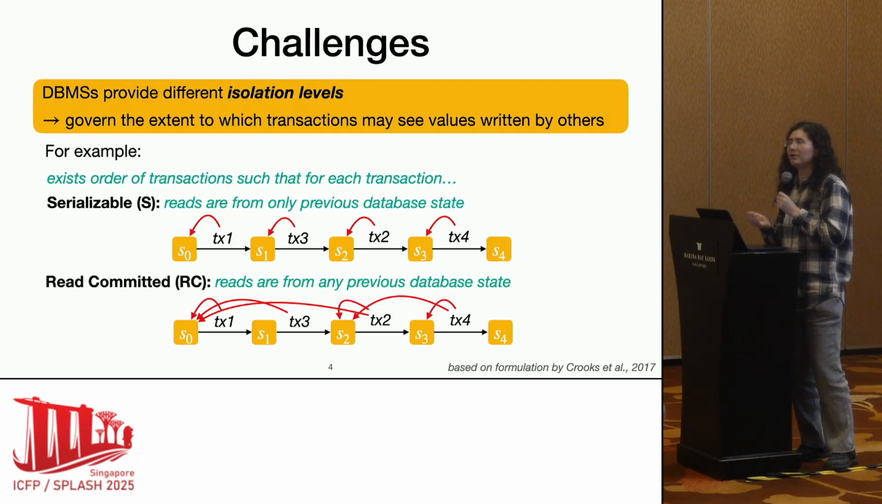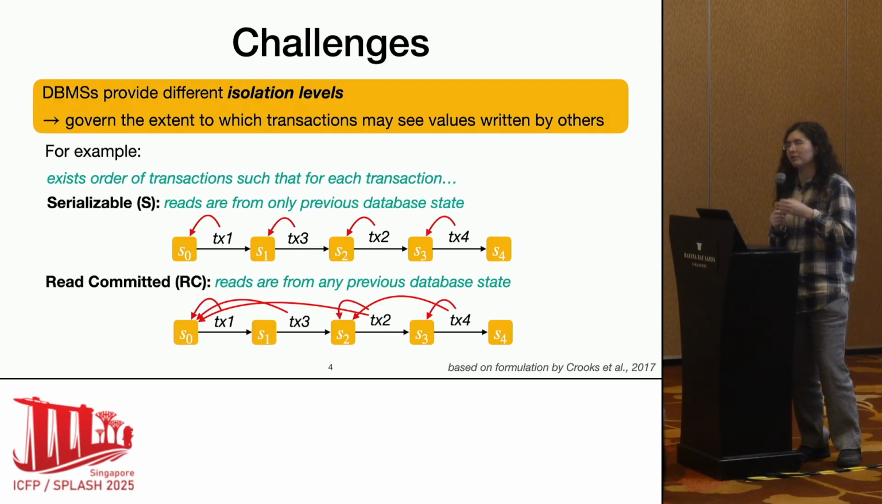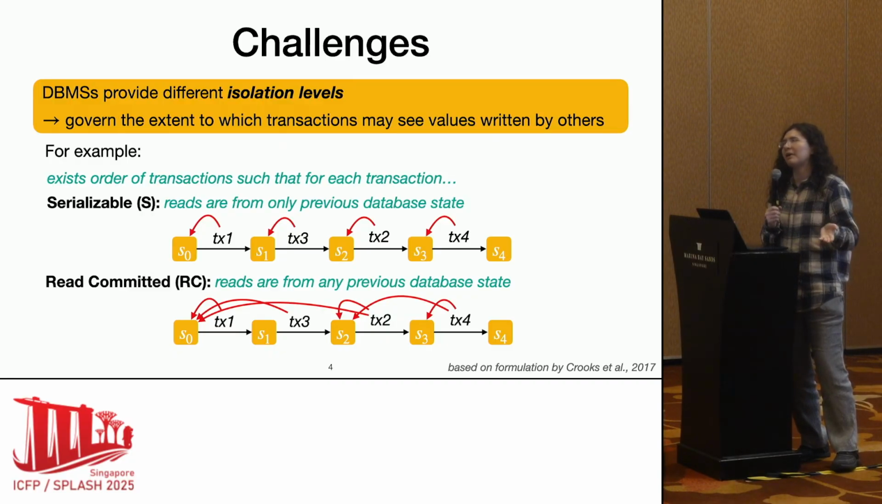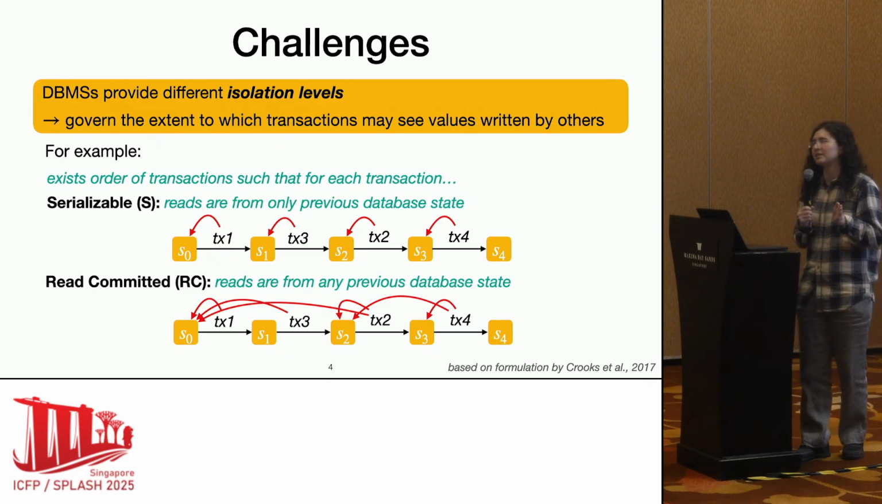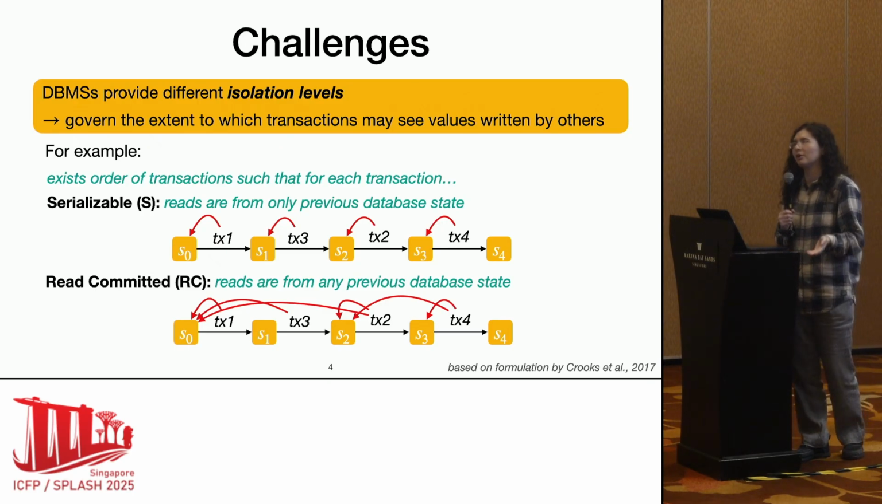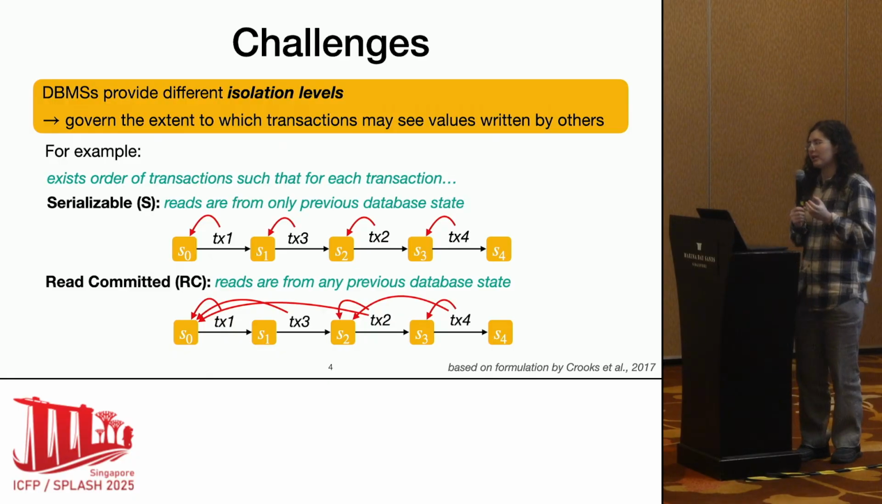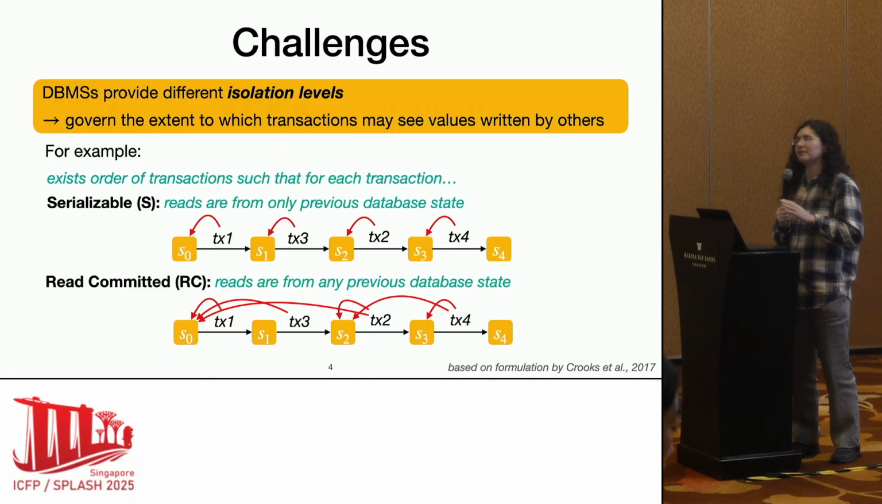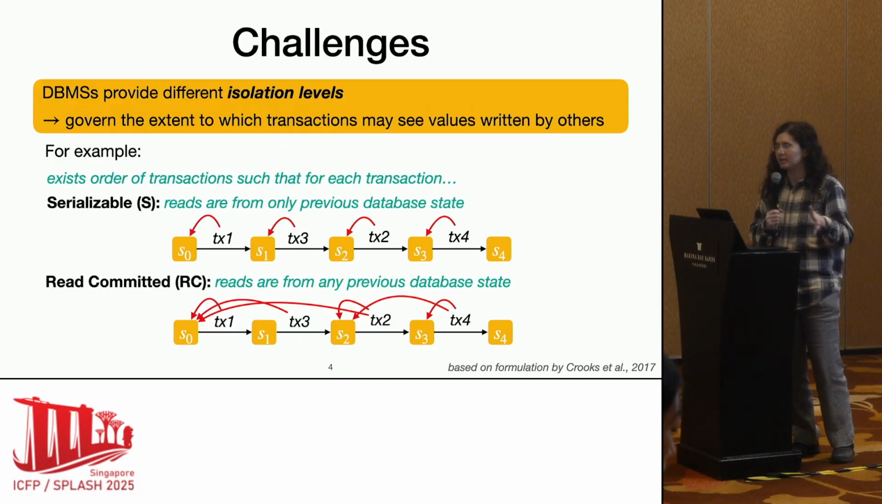On the other hand, we can also have a different isolation level, like read committed, in which case the transaction can read from potentially any past database states, and even reads from the same transaction may read from different states. So these are two different isolation levels. In practice, there are more. We'd like to come up with a way of checking observational correctness that is flexible enough to accommodate different isolation levels.